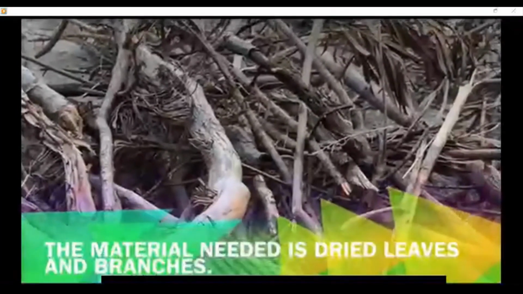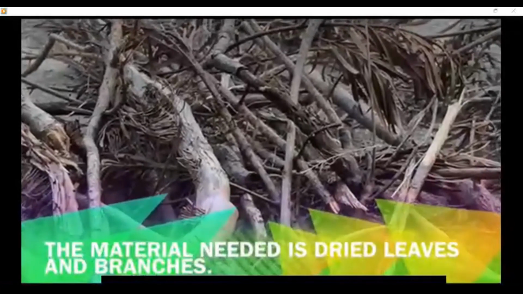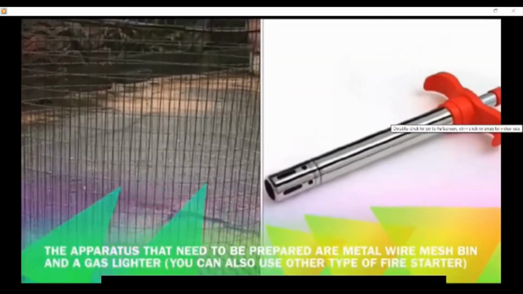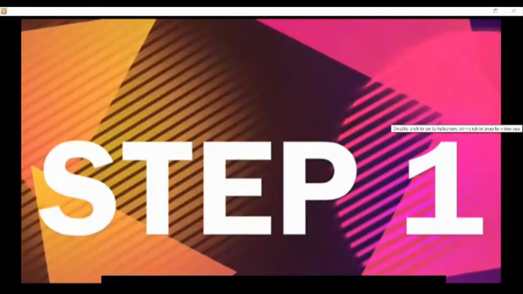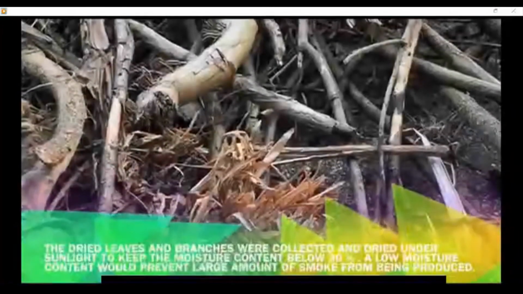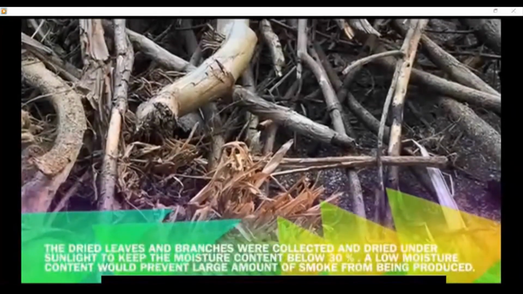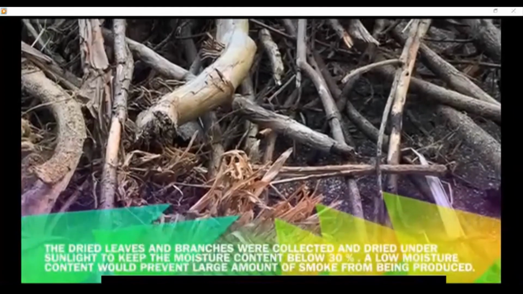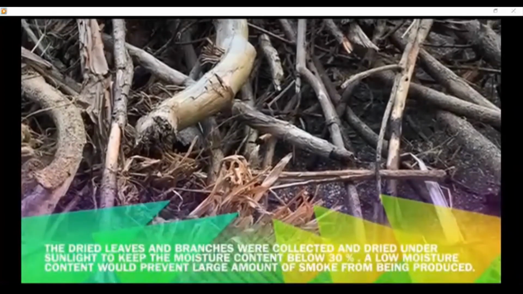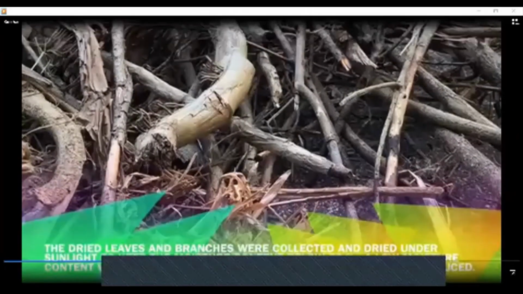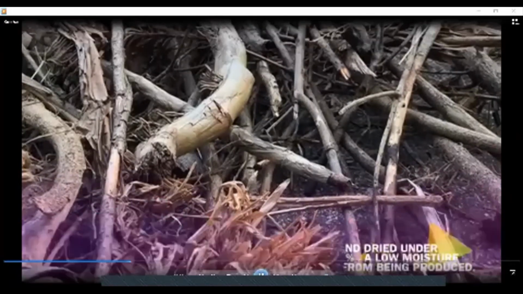The materials needed are dry leaves and branches. The apparatus that need to be prepared are a metal wire mesh bin and a gas lighter. The dry leaves and branches were collected and dried under sunlight to keep the moisture content below 30%. A low moisture content would prevent a large amount of smoke from being produced.